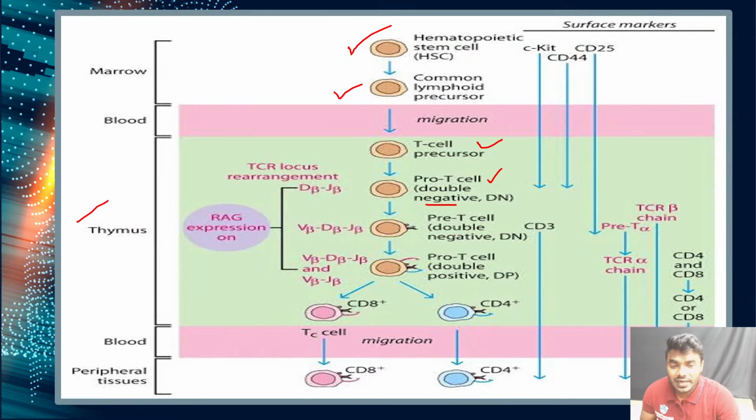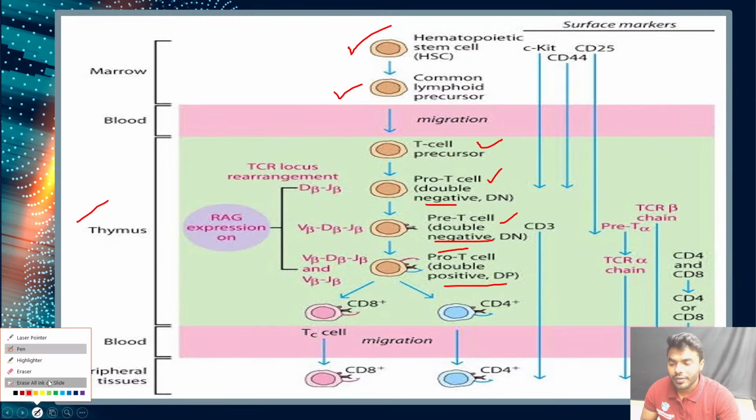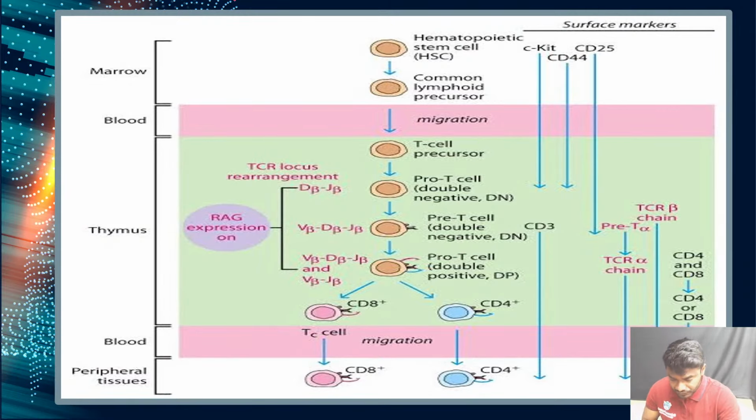Later, the pro T cell is converted into the pre T cell, still double negative only. Once again, the pre T cell is converted into a cell which we can call a double positive. I want you to remember when I use the word double negative and when I use the word double positive. We use the word double negative, friends, whenever the two important surface markers, CD4 and CD8, are absent. When these two are absent, only then can we call that T cell double negative.